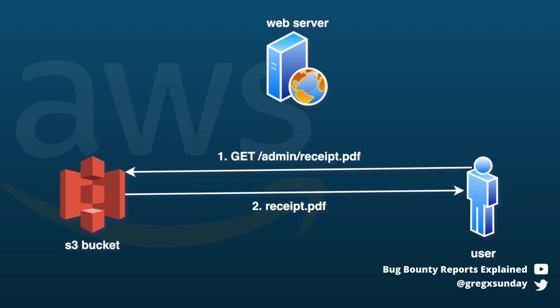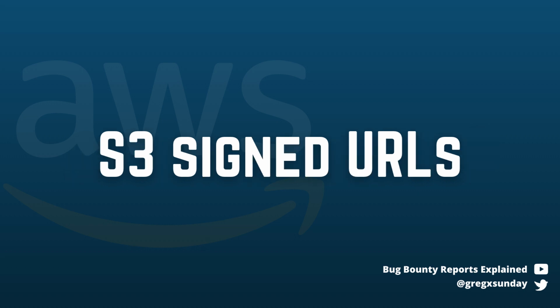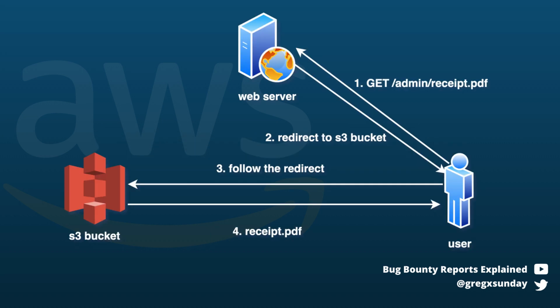However, how do you then make sure that users only download their own files? If you make the bucket public, then there is no access control at all. This issue can be solved using S3 signed URLs. It works this way. A user wants to download a file that's stored on S3 bucket. The server generates a specific link for that user that's only valid for a limited time and for the one specified file. With that link, the user can access the file from S3 bucket directly.